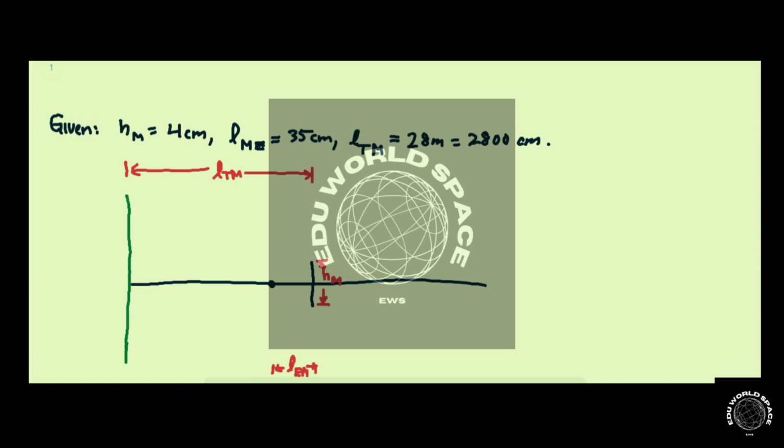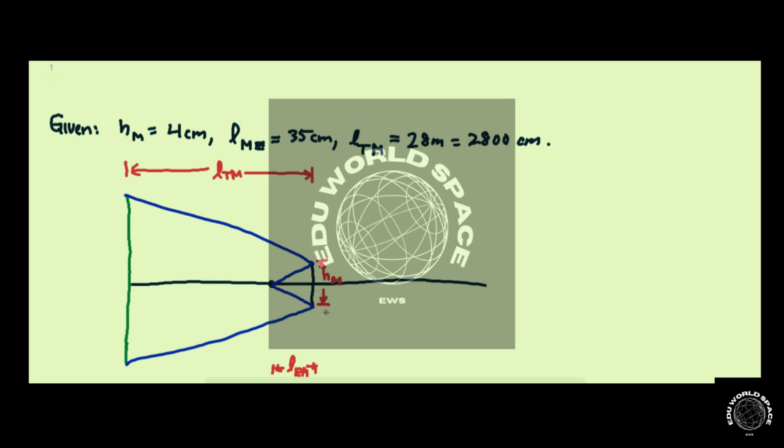So the way we'll solve this problem is to draw some rays from the top of the tree to the top of the mirror, because we're told that the tree covers the entire height of the mirror. So let's draw in some rays, and then it's going to be reflected to the eye. That's how the eye sees the tree, so the rays are reflected there.